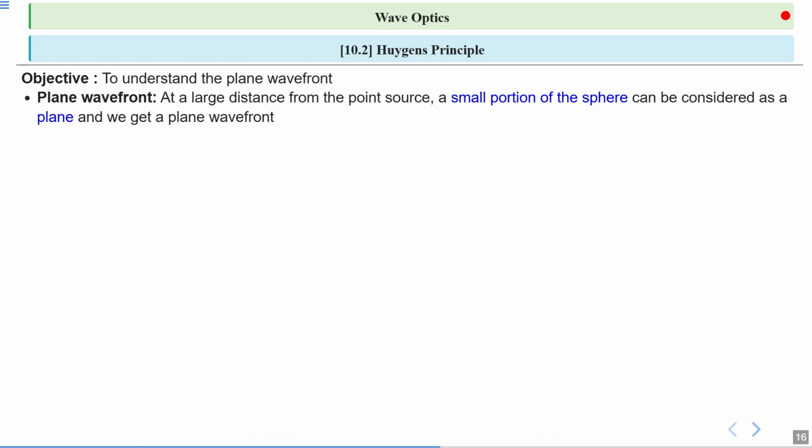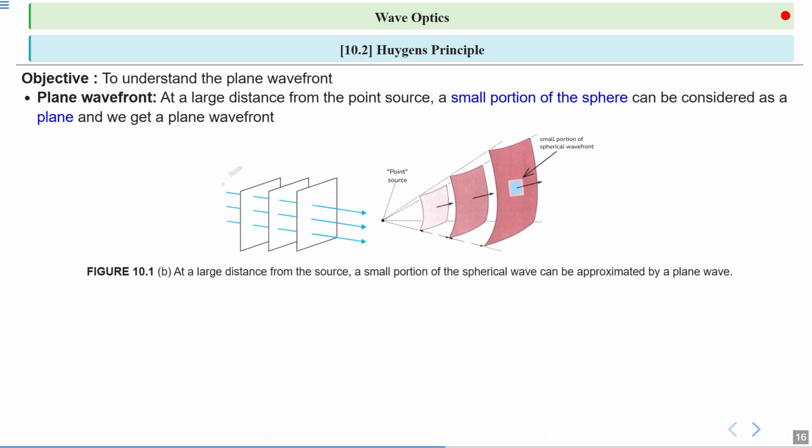Like we took a plane mirror. A plane mirror is a very small part of a large spherical mirror. So we have an illustration to help visualize this concept. Notice how the spherical wavefront, when viewed from a distance, appears almost flat. This is similar to how we perceive the horizon of Earth. So figure 10.1, at a large distance from the source, a small portion of the spherical wave can be approximated by a plane wave.